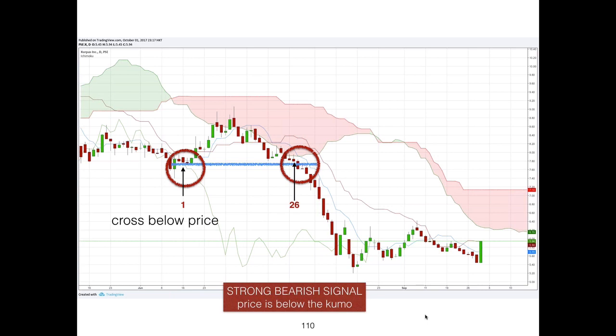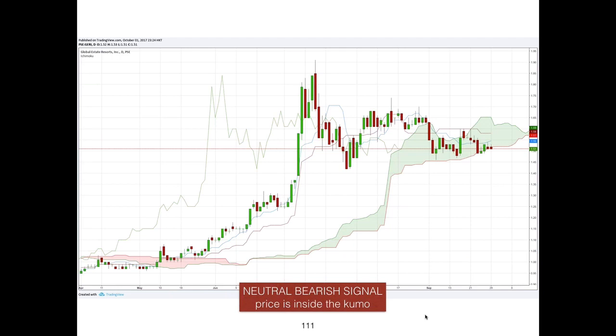So price is below the Kumo. This was a strong bearish signal because the Chikou Span crossed below the price while the price 26 periods forward is already below the Kumo. So there's no more strong support from the Kumo. That's why it resulted in a strong downtrend afterwards. Because it is already below the Kumo, and then a bearish crossover happened.